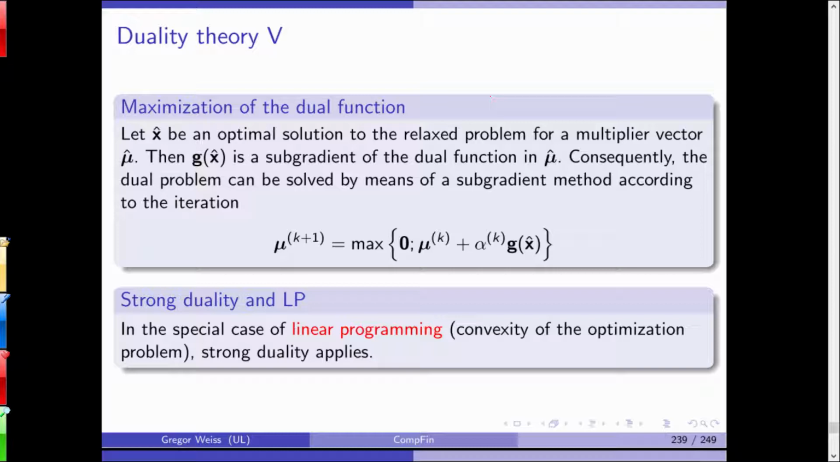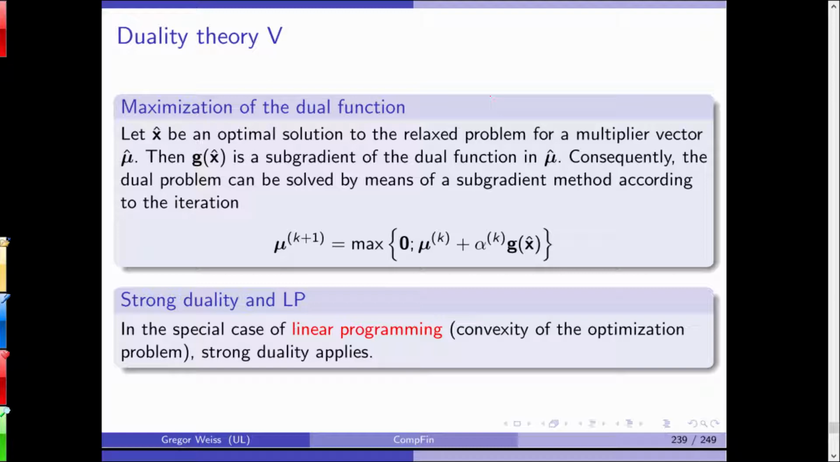Actually, you can switch the primal into the dual problem, and under rather weak conditions, you can again use an iterative method. In this case, it's not reliant on the gradient, but on a slight variation, the subgradient. But you can see that this is very similar to what we've seen before. The next solution, mu, is given by the maximum of either the zero vector or the previous solution mu plus alpha times this subgradient.